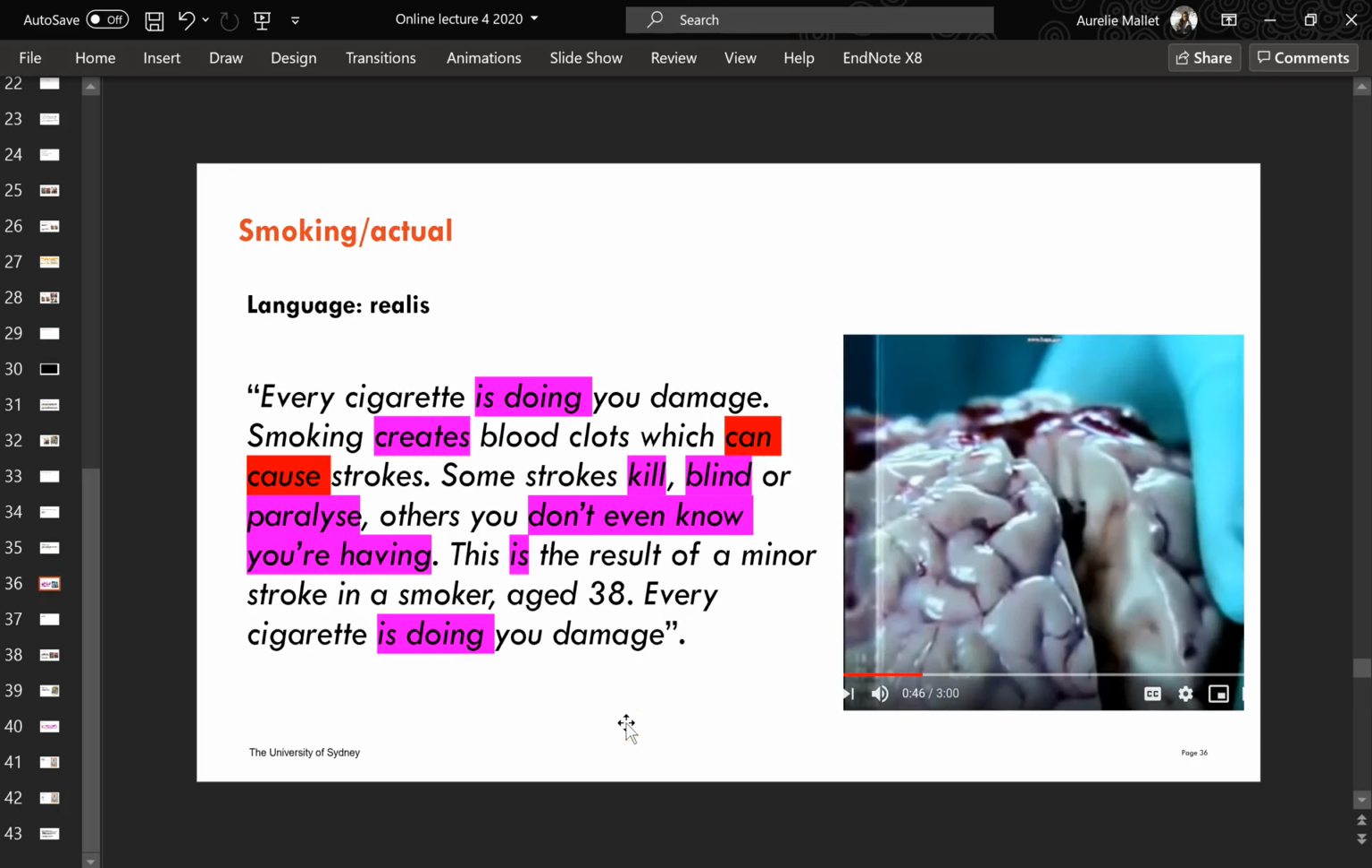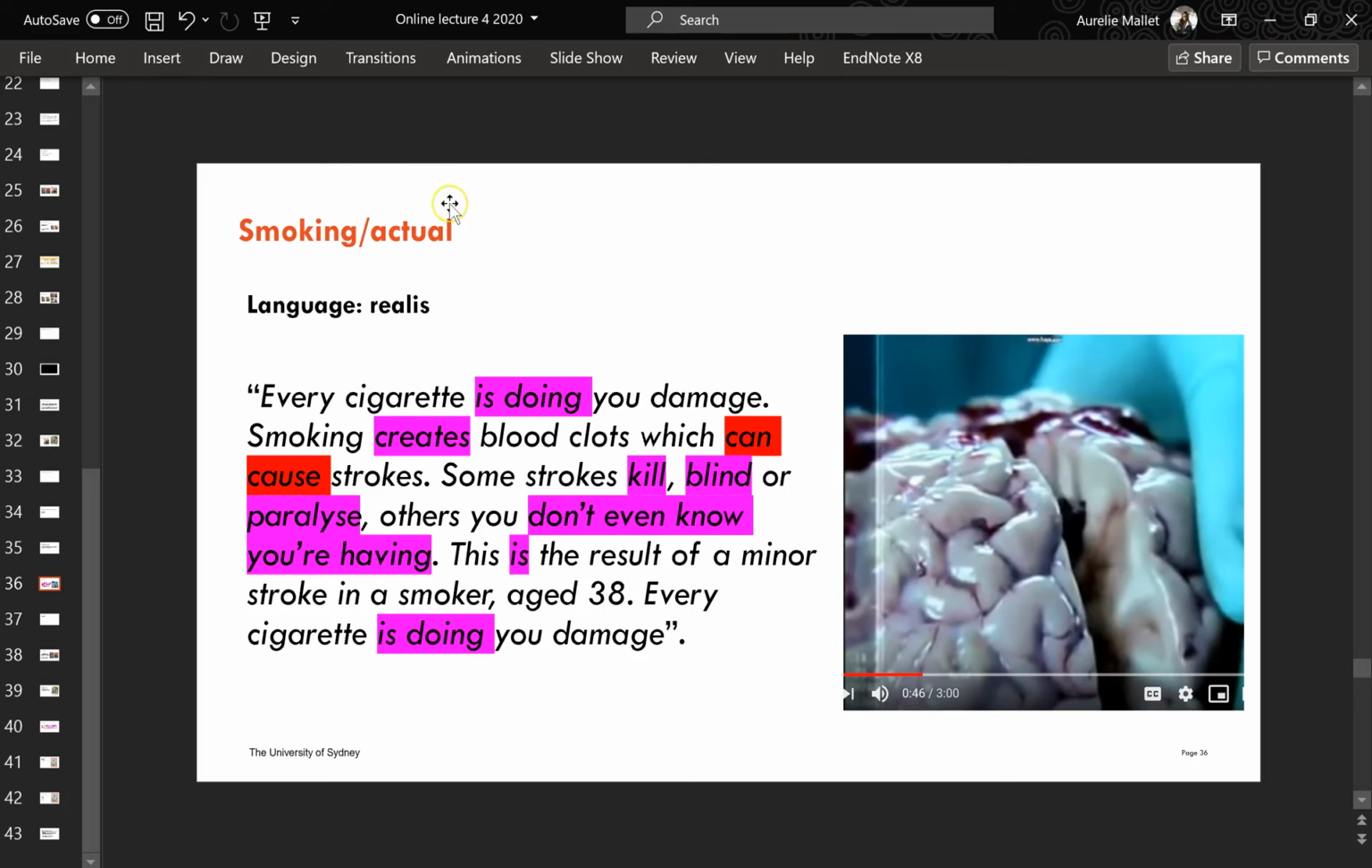So if we look at the voiceover again, so every cigarette is doing you damage. Smoking creates blood clots which can cause strokes. Some strokes kill, blind or paralyze. Others you don't even know you're having. This is the result of a minor stroke in a smoker, age 38. Every cigarette is doing you damage.